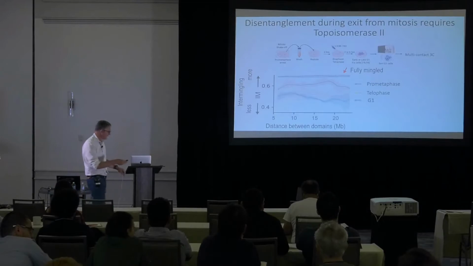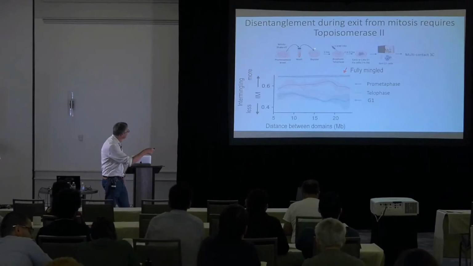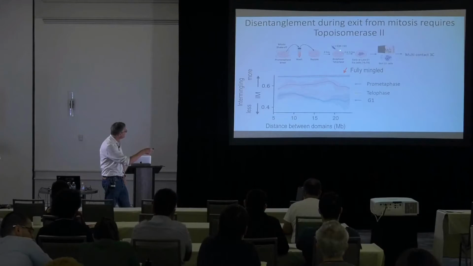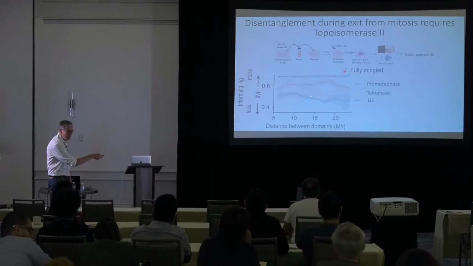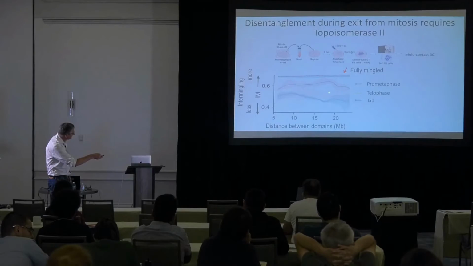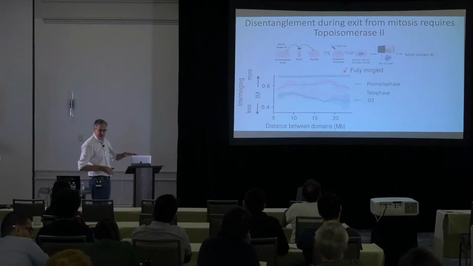You can't add inhibitors of topo II right at the beginning of the experiment. You can only add it after the sister chromatids have separated, which is by anaphase-telophase. So that gives us a limited opportunity to actually test topo II. In fact, for this first drop from prometaphase to telophase, we can't really block topo II during this step. We can only look at this smaller change from telophase to G1. Is this drop to really low levels of mingling, can you inhibit that by blocking topo II? And the answer is yes.